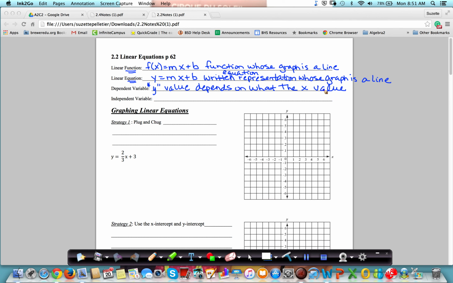So whenever you're trying to decide which one's dependent, which one's independent, just try to remember that the y is going to depend on what we choose as our value of x. So the independent variable is our x value. We can decide whatever we want to use as our x. So we can decide what to use. It doesn't depend on anything.